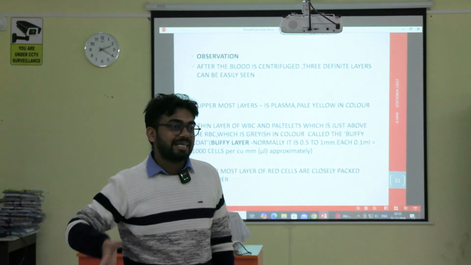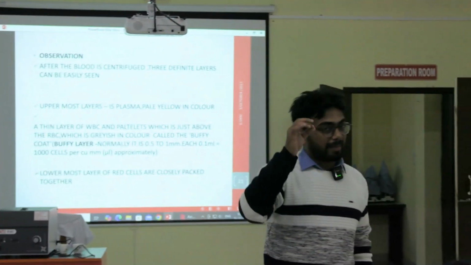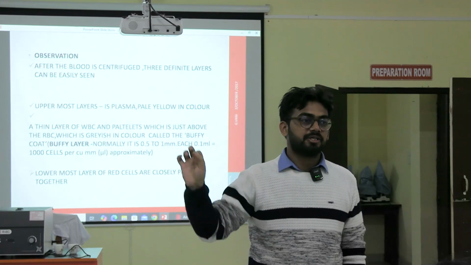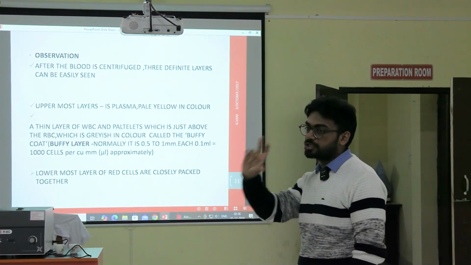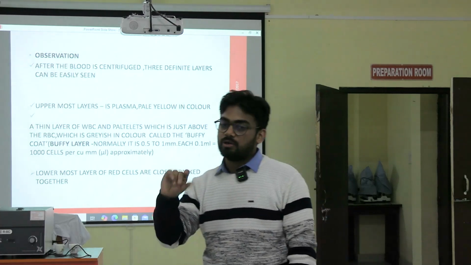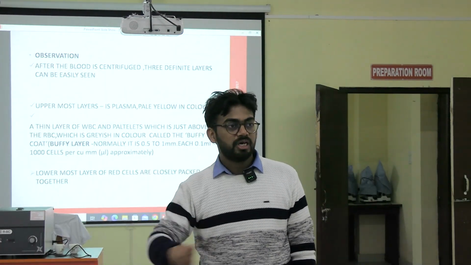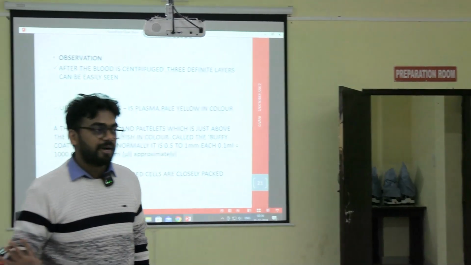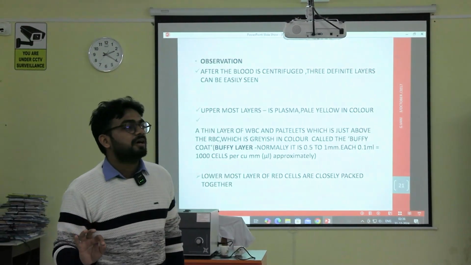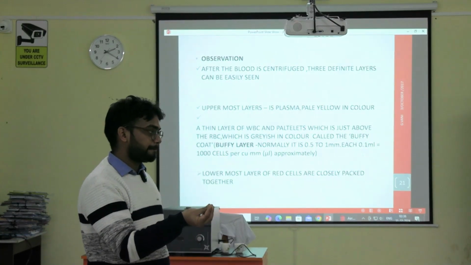So the corrected or true hematocrit value is calculated by multiplying the same value by 0.98. Suppose I have found it came out to be 40. I will multiply it by 0.98, then it will be the true hematocrit value. Why have I multiplied by 0.98? Because there is some amount of fluid in between the RBC layer.